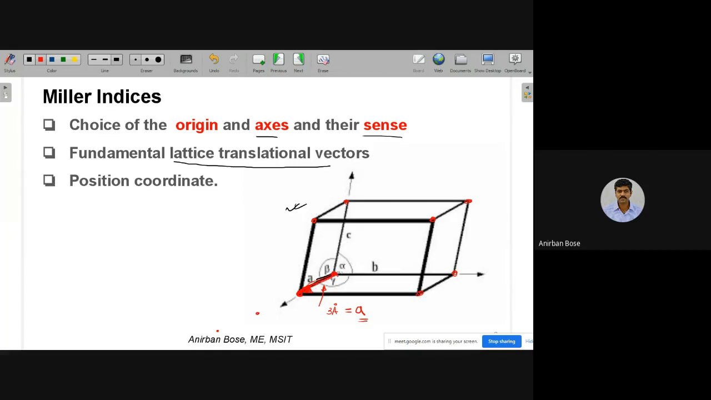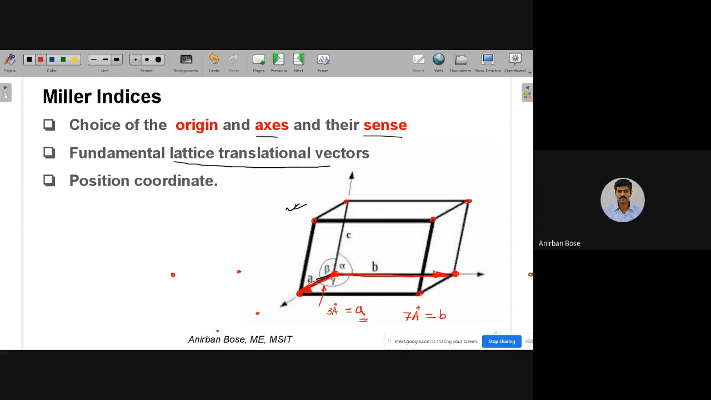Similarly, in the B direction, if you consider this direction as the B direction, here is one lattice point, here is another lattice point, and probably at the same distance another lattice point is there. To represent that infinite space lattice you have considered this cell. Along this direction the periodicity is the closest in that direction, which we have represented as the lattice translational vector B. This B vector is maybe say 7 angstrom. So this 7 angstrom is actually B, and this B is a kind of unit vector in that direction.